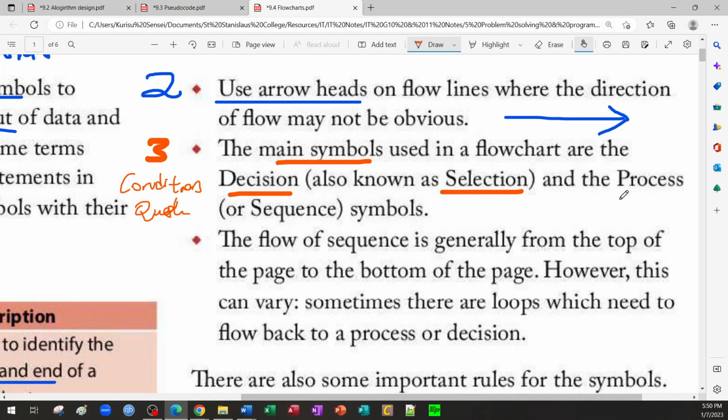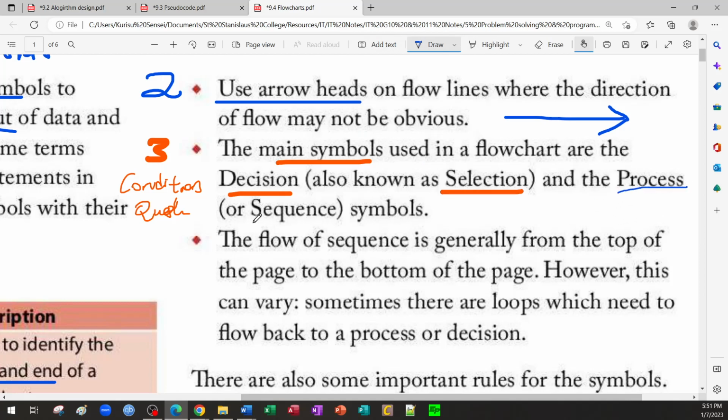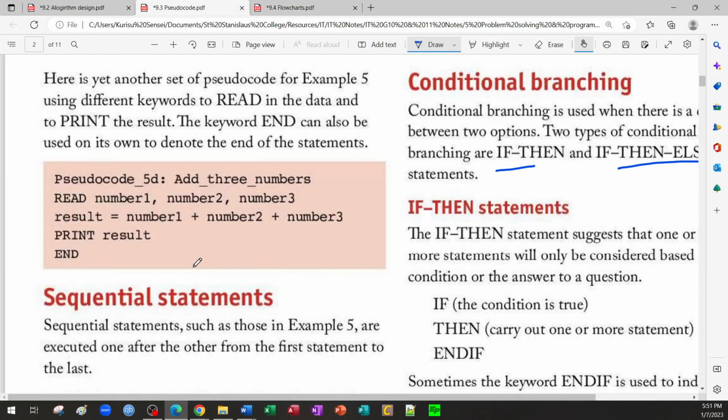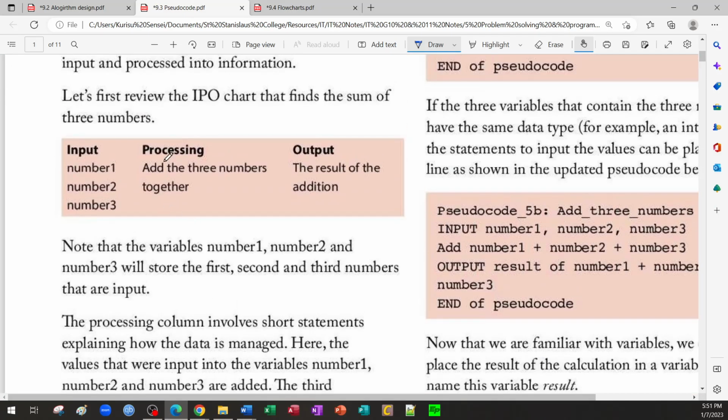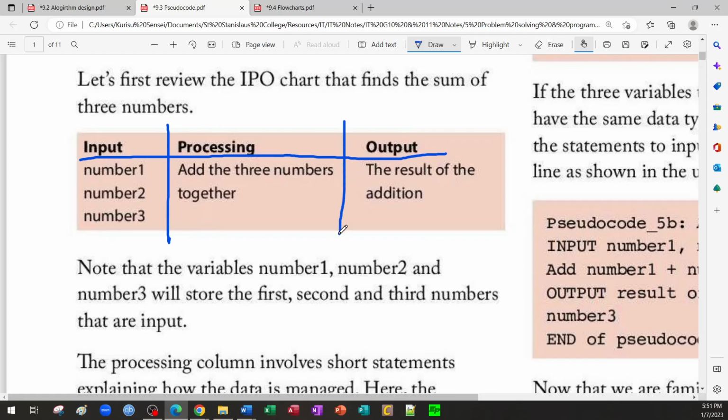And the next main symbol is the process symbol, also called the sequence symbol. Those are the main symbols that you use in your flowcharts. Why are they considered the main symbols? Well, let's have a look at an IPO chart. Remember the IPO chart, you have 3 headings in a table. You have input, you have processing, and you have output.